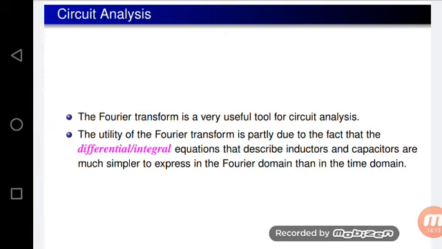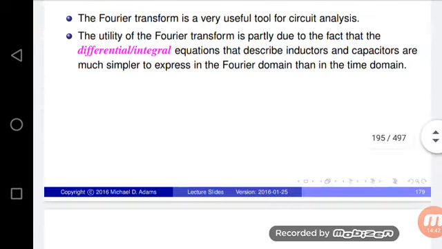and capacitors are much more simply expressed in the Fourier domain than in the time domain. That means the overall concept of circuit analysis is that Fourier transforms may also be applied to the similar functions of inductors and capacitors.